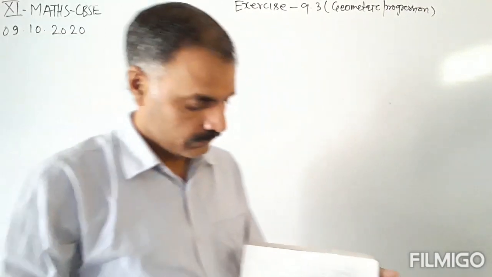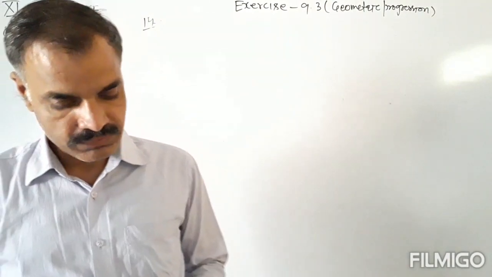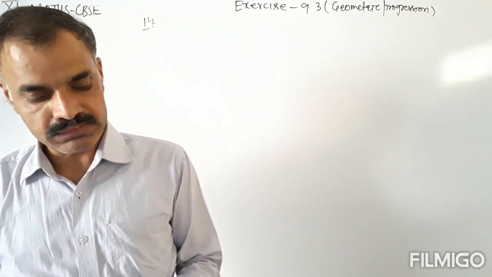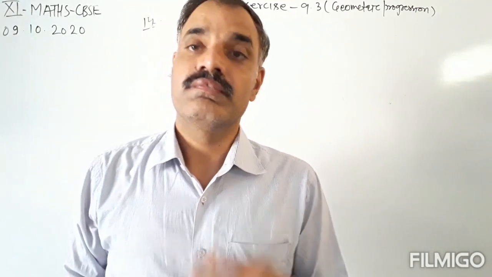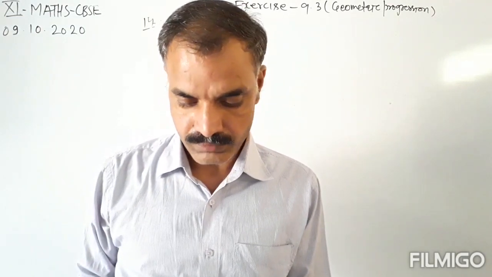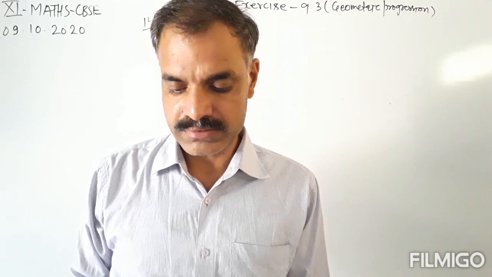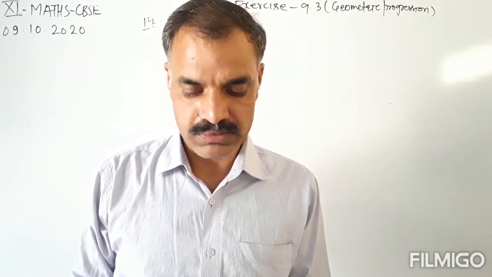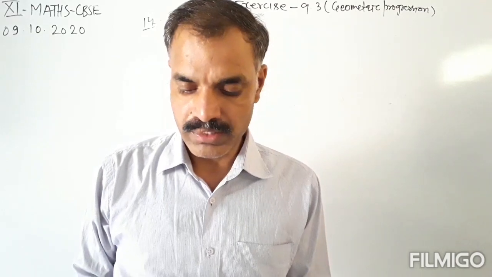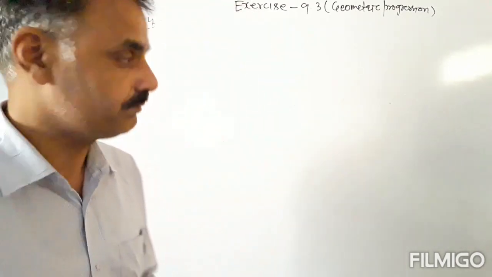Question number 14. The sum of first three terms of a GP is 16. Sum of the next three terms is 128. Means the sum of first three terms is given as 16, and the sum of next three terms is 128. Then we have to find the common ratio and sum to n terms of the GP.